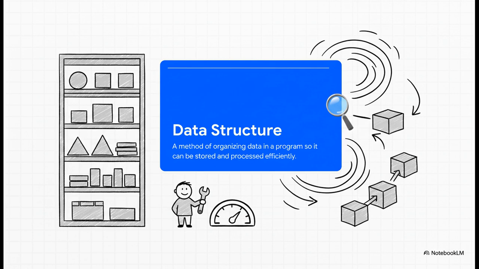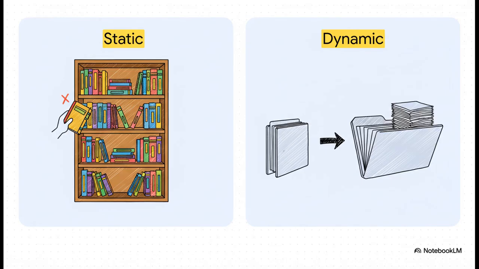Now, this is way more than just a folder or a box to put stuff in. Think of it as a smart storage system, one that's designed to make your code run fast and, honestly, make your life a whole lot easier. When you're picking a data structure, you've got two big choices to make right off the bat. First up, static or dynamic.